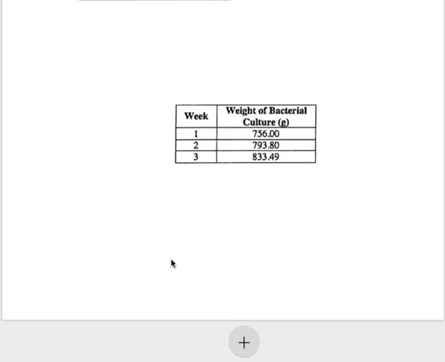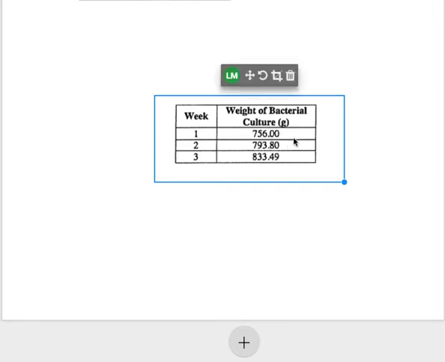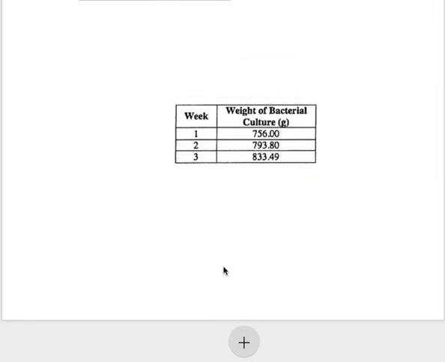In order to find my multiplier, I have to see what number has been multiplied from here to here. I could try a guess, but I also know I could do 793.8 divided by 756. So I'm going to do that right up here.